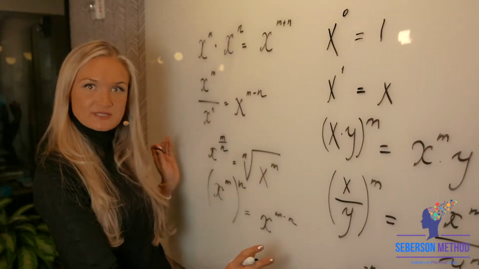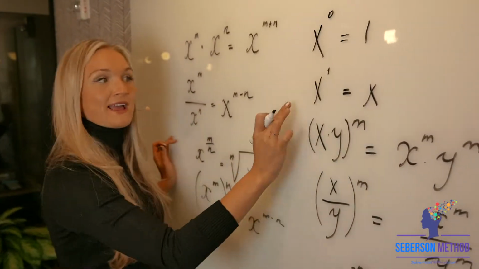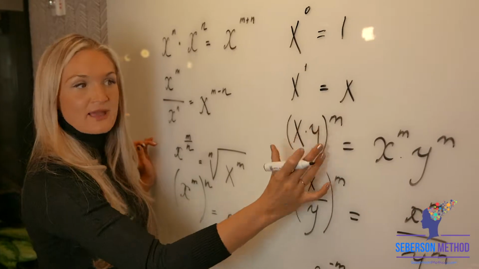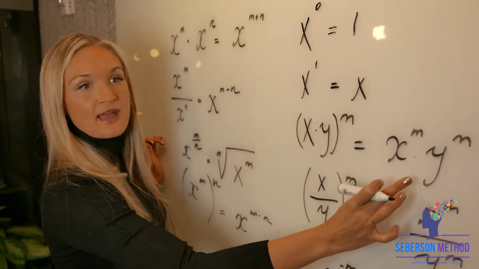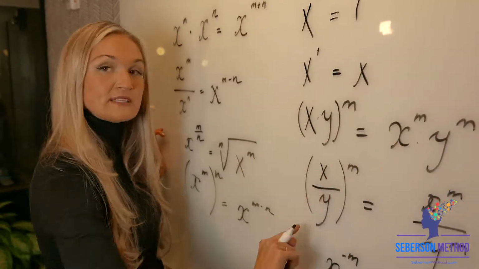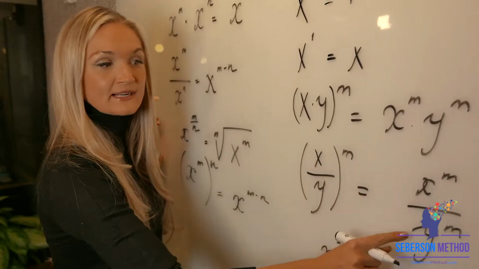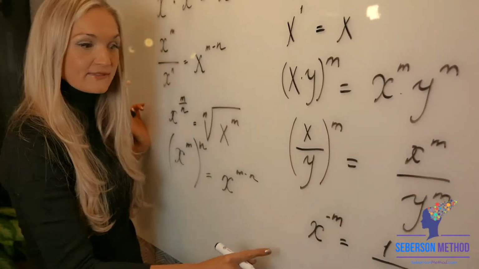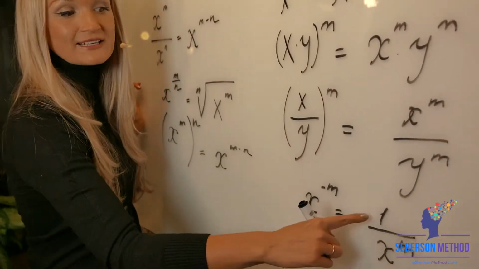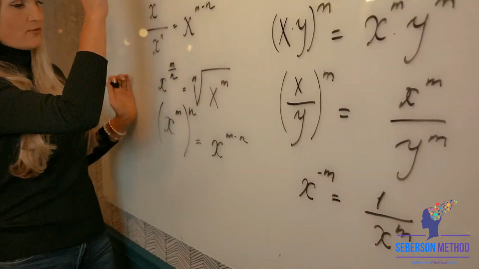So let's go over the 9 rules that we have so far. X raised to 0 power is 1. X raised to 1 is x. X and y, when it's raised to m power, the exponent gets distributed, so x to the mth, and then y to the mth power. Now x over y, when it's raised to the mth power, now the exponent is sitting in the numerator and the denominator, both. Very important to not forget that. Now the negative exponent, when x is raised to negative m power, we're going to get 1 over x raised to the mth power. Now 4 more rules on this side.